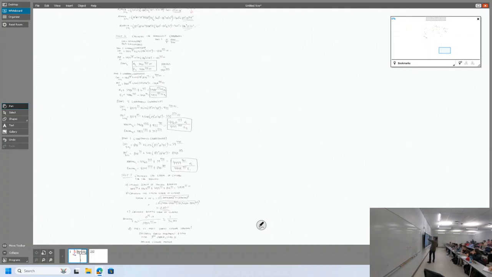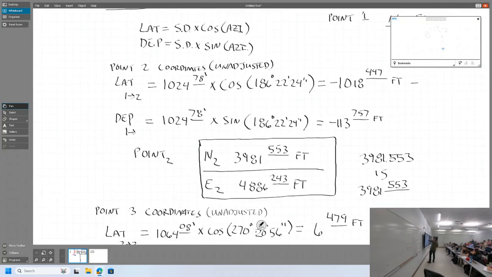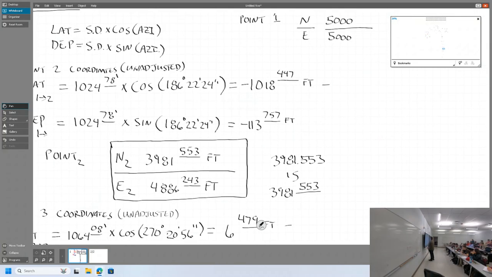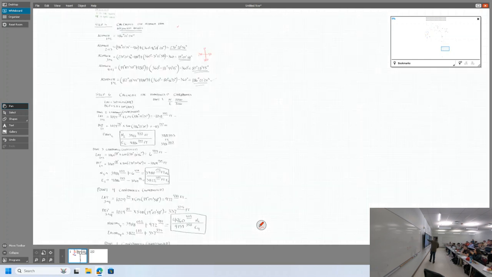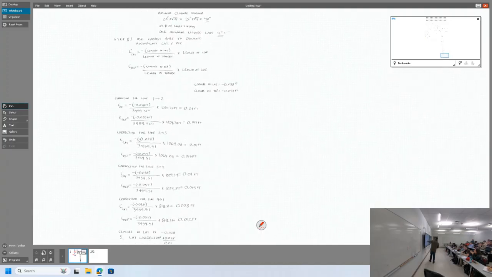We take, for our first point, this value here, and add it or subtract it to that coordinate like we did, to that 5,000, 5,000, and then apply our adjusted latitude. So zoom out again, go down, it'll look like this.